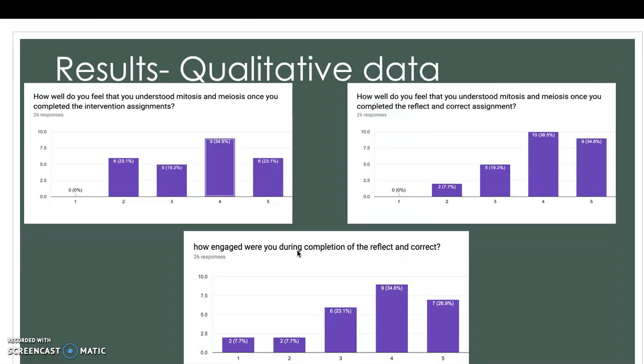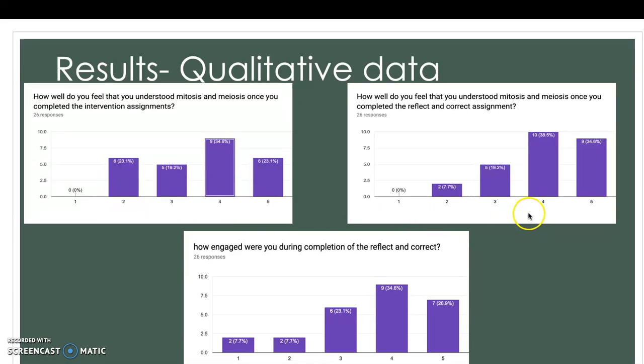For my qualitative data, I based this on student perception. So I asked a series of questions, and one of them I asked the students, how well do you feel that you understood mitosis and meiosis once you completed the intervention? And then I did it as 1 being the worst and 5 being the greatest, so a greater understanding or a less understanding of the material. So in most cases, I had kids over here in the 4 and 5, so felt that they had a better understanding of the material.